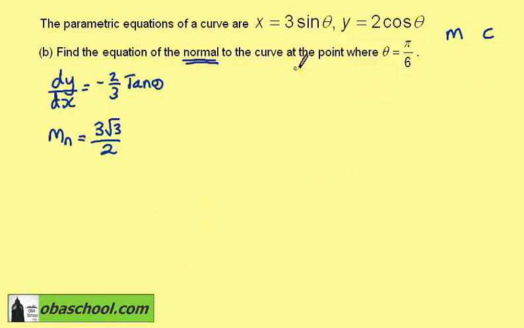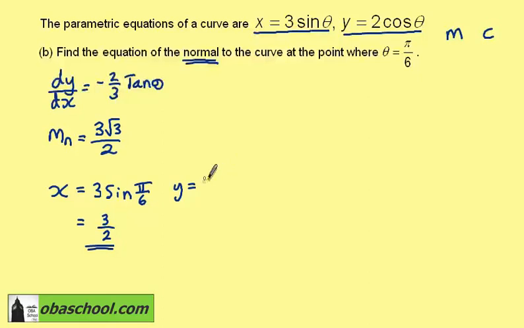We're also going to need a point on the curve. We have x is 3 sine theta, and we know that theta is pi by 6. So x is 3 sine pi by 6. The sine of pi by 6 is a half, so this is 3 over 2. We know that y is 2 cos theta. So we have 2 cos pi by 6. The cosine of pi by 6 is root 3 over 2. So the 2s will cancel, just leaving us with root 3.